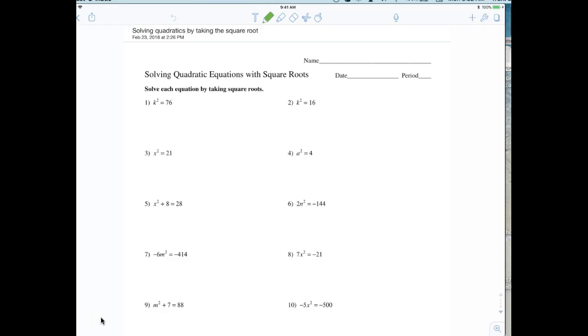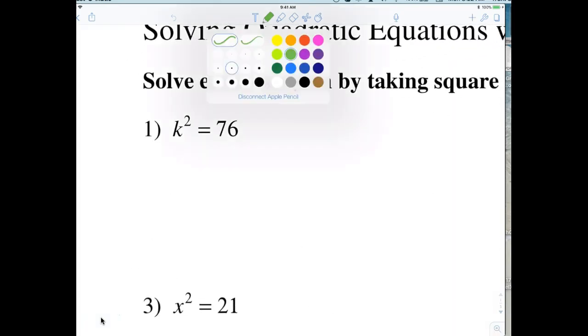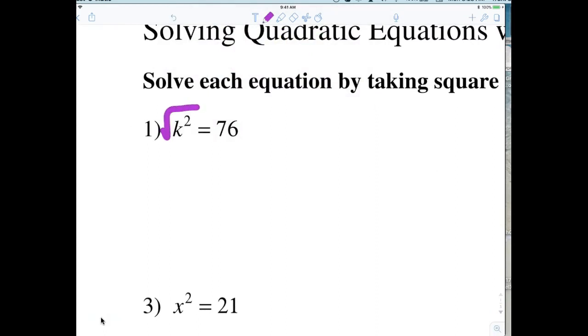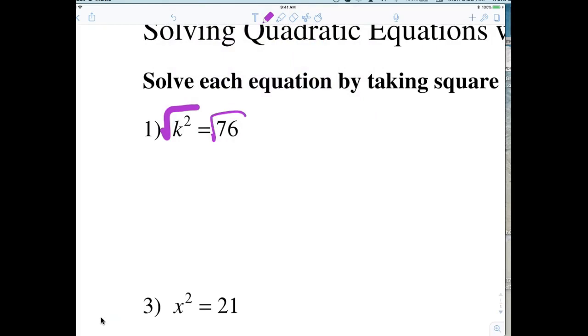So how do I solve a square? You solve a square by doing its inverse. What is the inverse operation of a square? You take the square root. That is exactly correct. So when you're looking at question number 1, we are going to take the square root of both sides. And look what happens when we take the square root of both sides. We end up with k equals plus or minus the square root of 76.